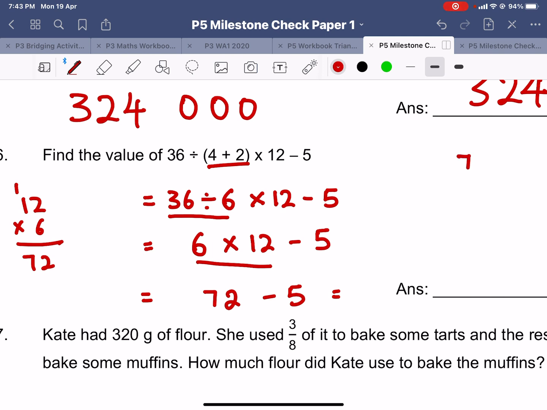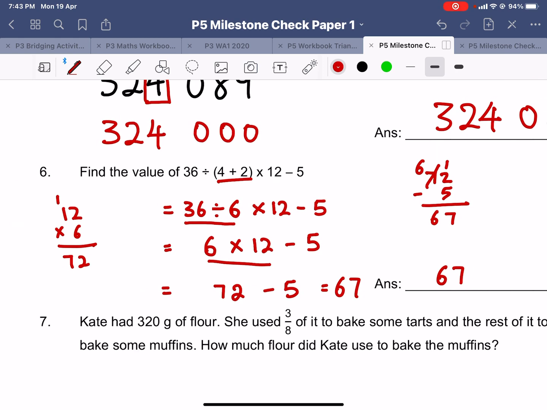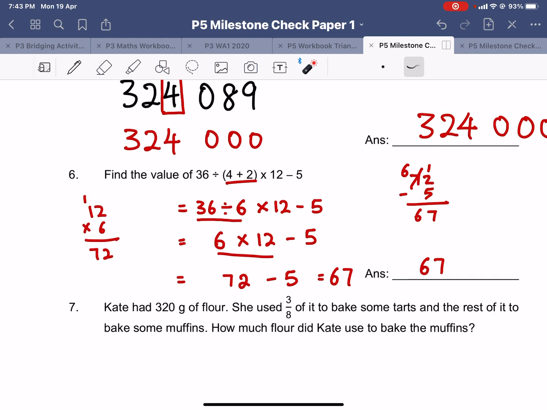We serve our last prince or princess. Alright, so this is 67. Alright, as the answer. So a few of you actually arrived at 72, but when you subtract by 5, you subtracted wrongly. So please be very careful, because question 6 is a 2-mark question. Alright, so you either get it right or you get 0 if you calculate wrongly. Okay, that's for question number 6.